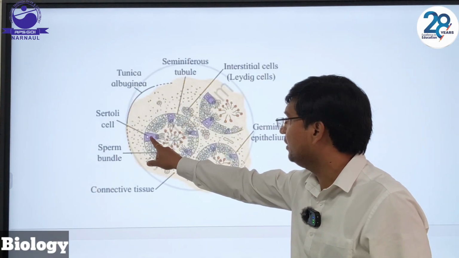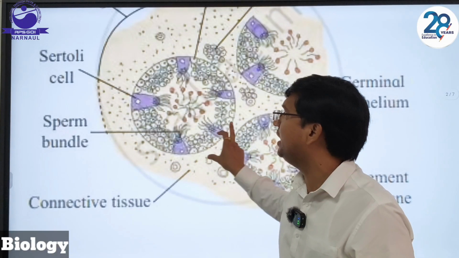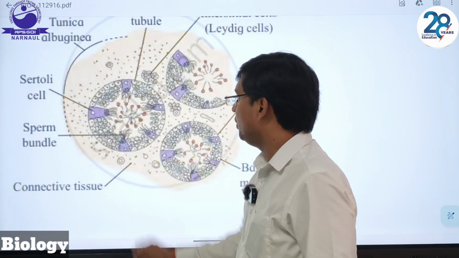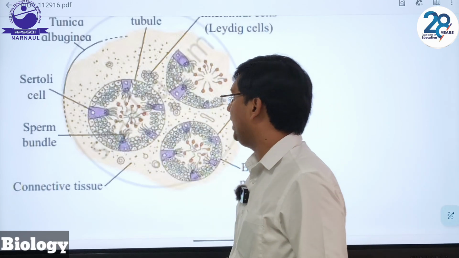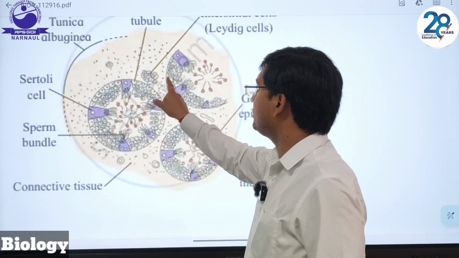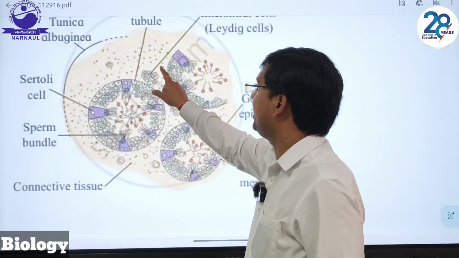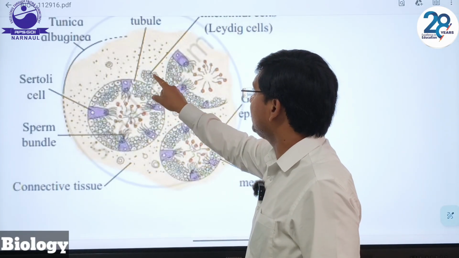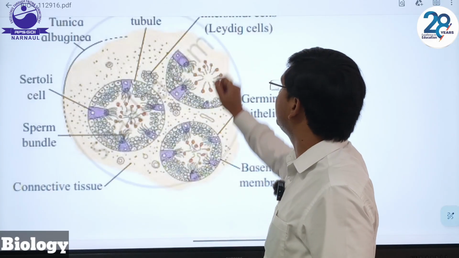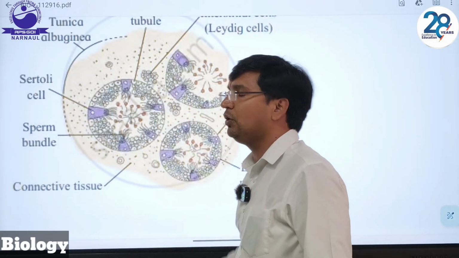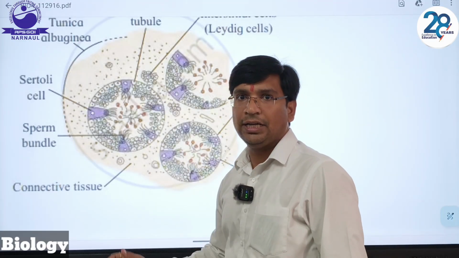The first is the columnar shaped cell, which is known as the Sertoli cell. These spermatogonia cells undergo meiosis to form the haploid sperm. The space outside the seminiferous tubules is known as the interstitial space. Within the interstitial space, the interstitial cells, also known as the Leydig cells, are responsible for the synthesis and secretion of the testicular hormone known as testosterone.